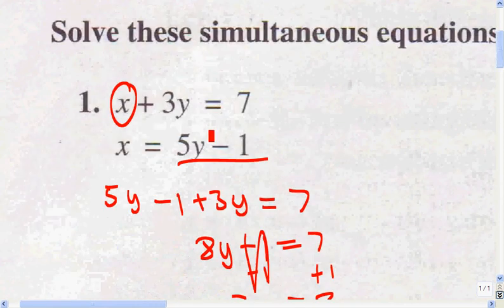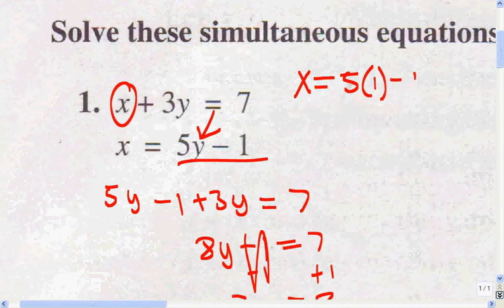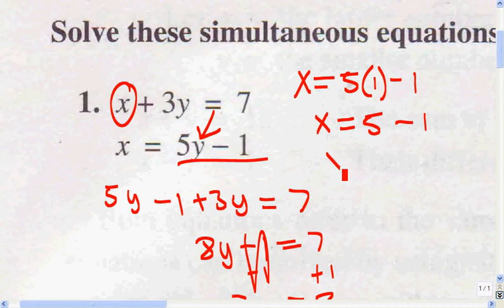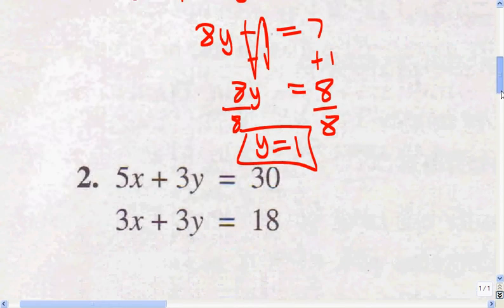Then I'm going to grab that 1 and I'm going to plug it in here, because y equals 1. So wherever I see y, I'm going to write 1. So that'll give me what x equals. X equals 5 times 1 minus 1. X equals 5 minus 1. X equals 4. Those are my two answers. See how quick I got that answer?